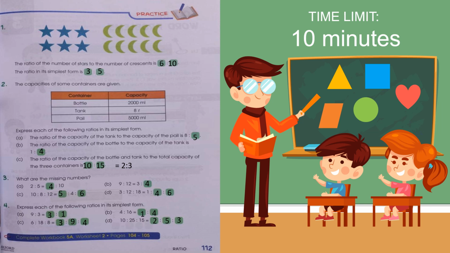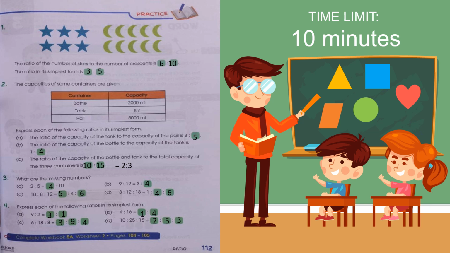Similarly, in part B, we have 9:12, which is equal to 3:4. Why? Because if we divide 9 by 3, then we have 3. So similarly, we are going to divide 12 by 3 as well. So we have 4.